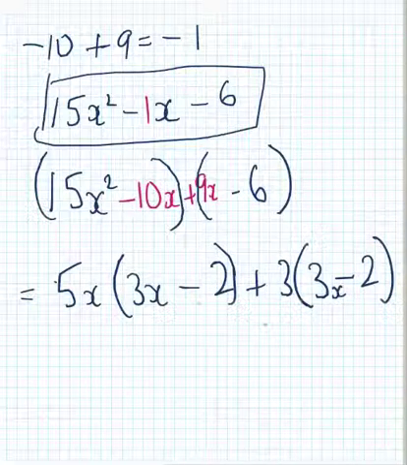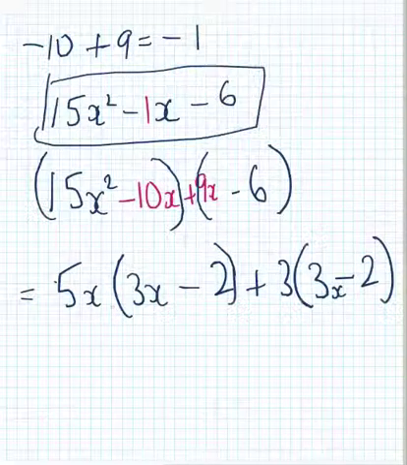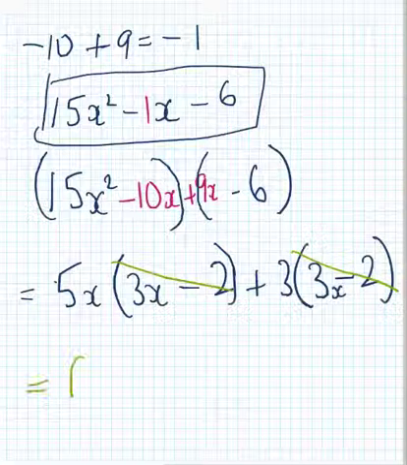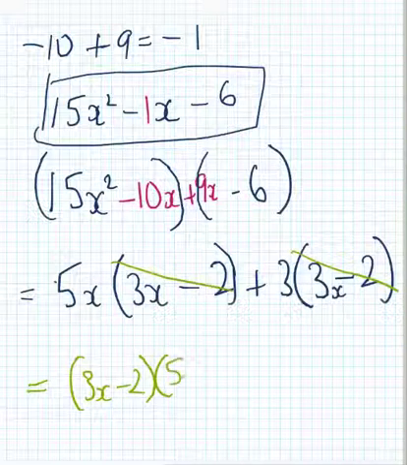Now, we can see what we have achieved, and that is 3x minus 2 is a factor on this side. We've got the plus here, and 3x minus 2 is also a factor on the other side. So now all we have to do is take out the 3x minus 2 as a factor. And what's left over? Well, the 5x plus 3. Just chuck that in brackets and we're done.